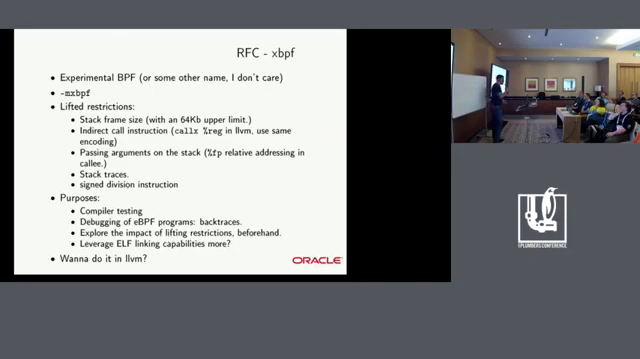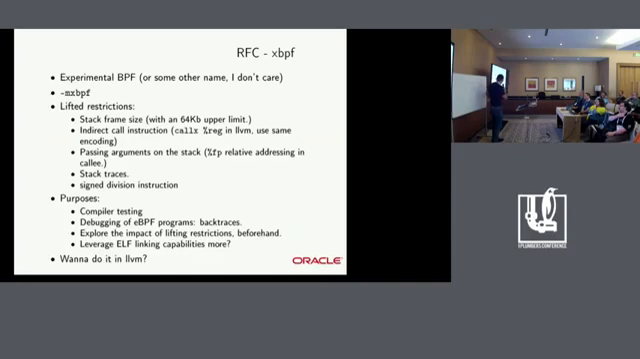Also, I want a signed division instruction, because at the moment GCC generates a function call if it sees that. So basically, the idea is that you compile your BPF program as an XBPF program, and then you can go forward and avoid those restrictions.